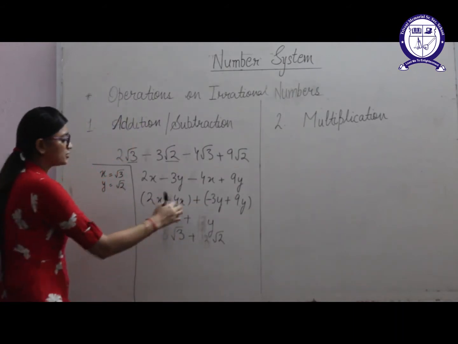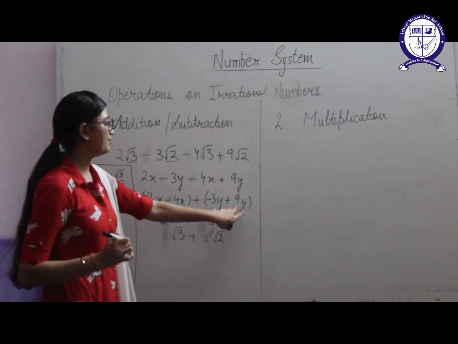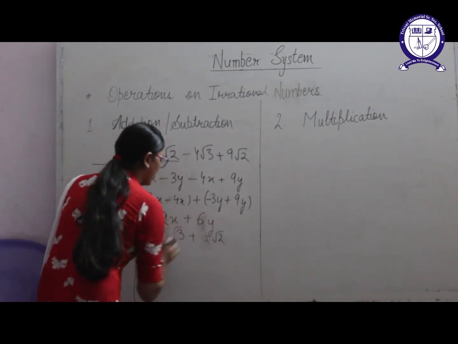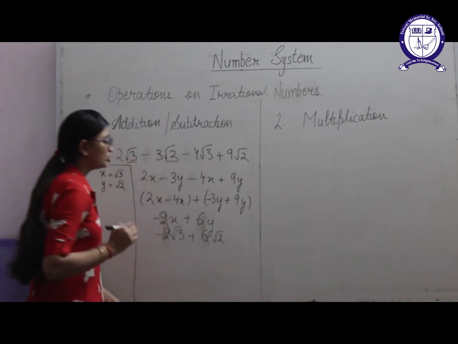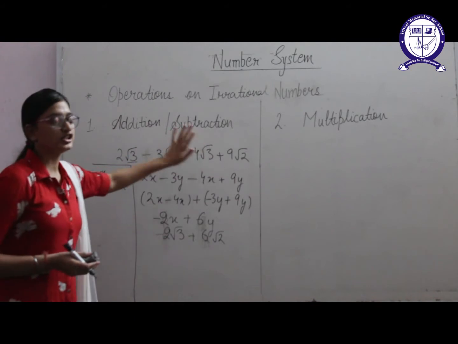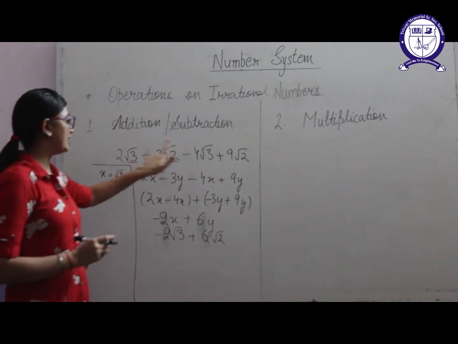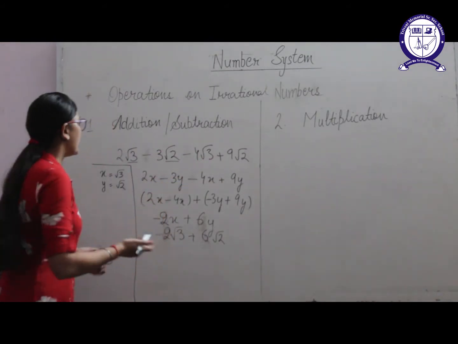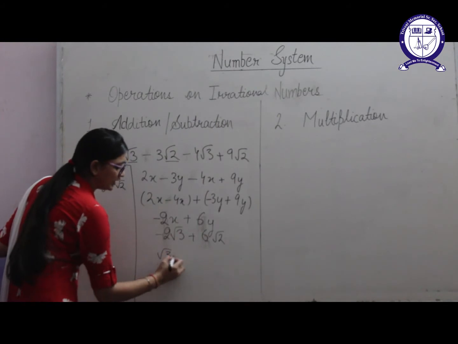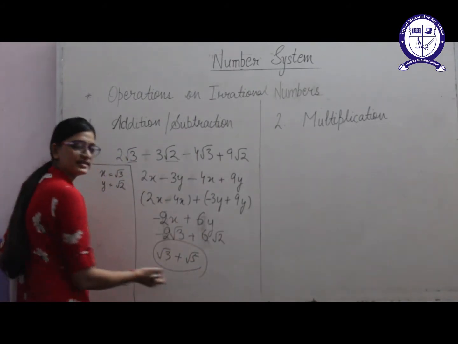Like 2x minus 4x will be minus 2x, minus 3y plus 9y will be 6y, and the question will become this. So in addition and subtraction, the procedure is the same. You need to remember that root 3 can be added to root 3. Only the like terms can be added. For example, we can't add root 3 and root 5. We cannot add them, so the answer will be as it is.